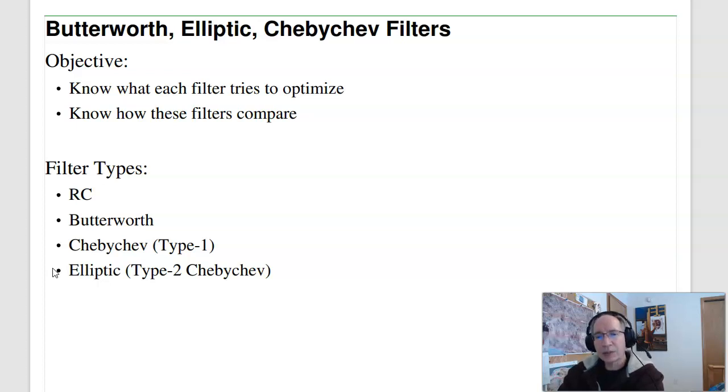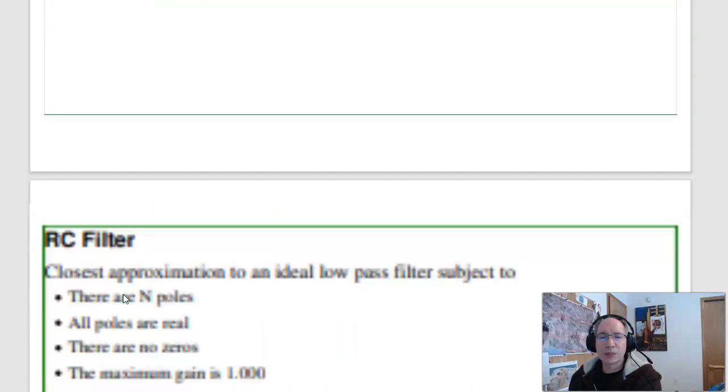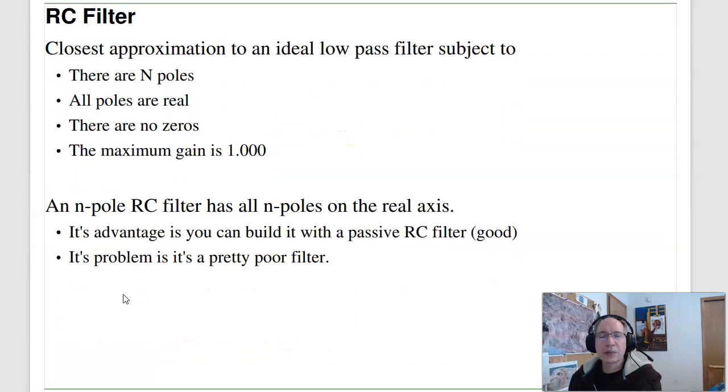And the types of filters we're looking at are RC, Butterworth, Chebyshev, and Elliptic. Chebyshev is also called a type 1 Chebyshev. Elliptic is called a type 2 Chebyshev. Other names for them. So starting out, the simplest filter you can build is probably the RC filter.